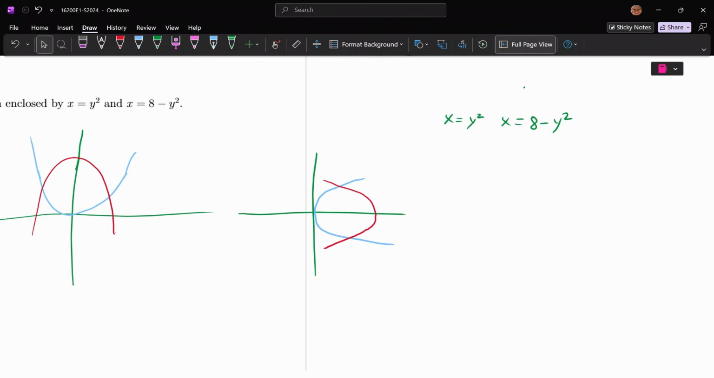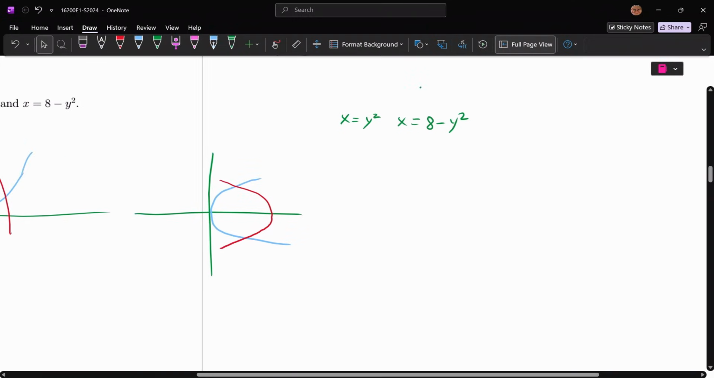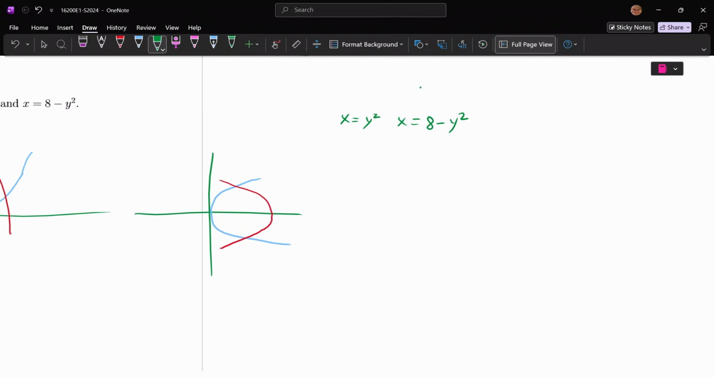We're going to have to find them ourselves. The way we find that is, well, the question is asking us to find this area, right? So we just have to figure out where these two functions intersect, and you can see that they intersect like this. To do that mathematically, you just have to set these two functions equal to each other and solve for y, and you'll get an answer.